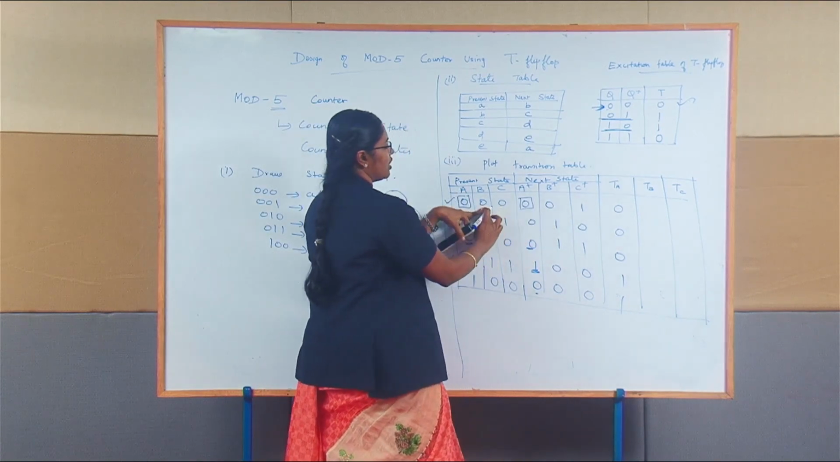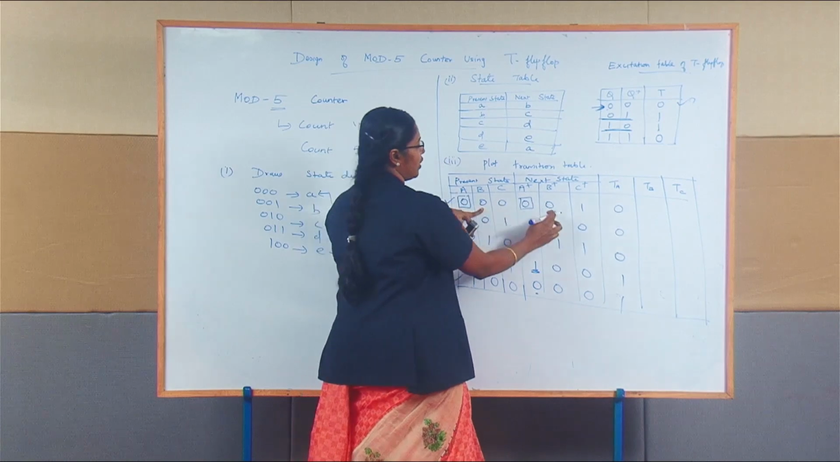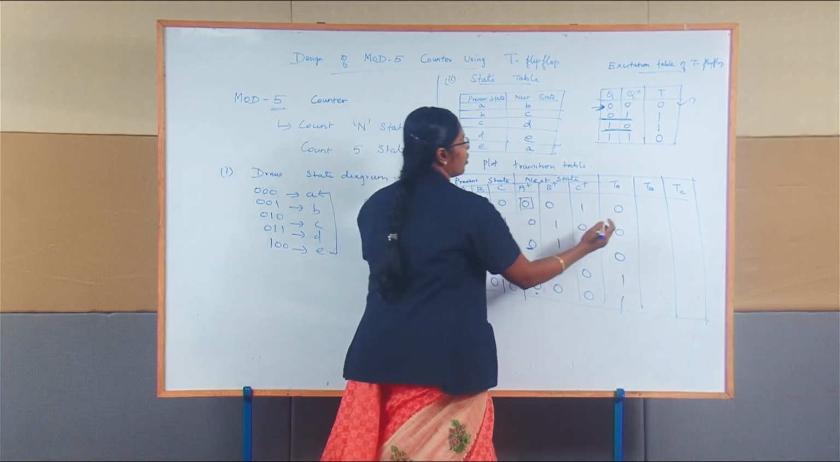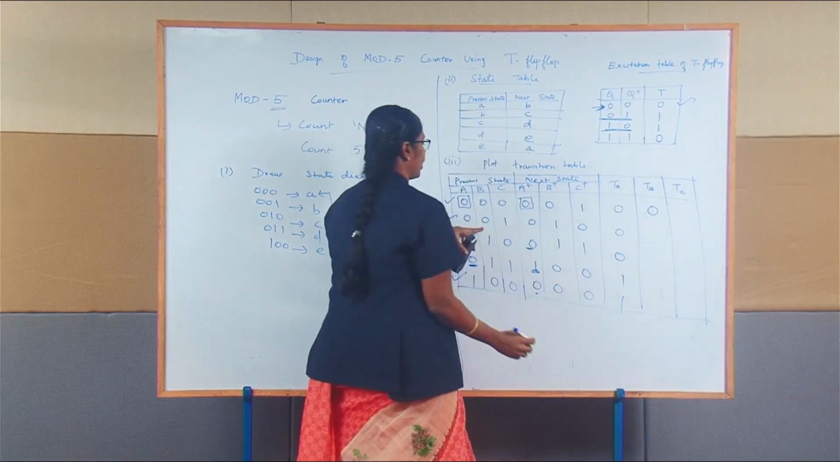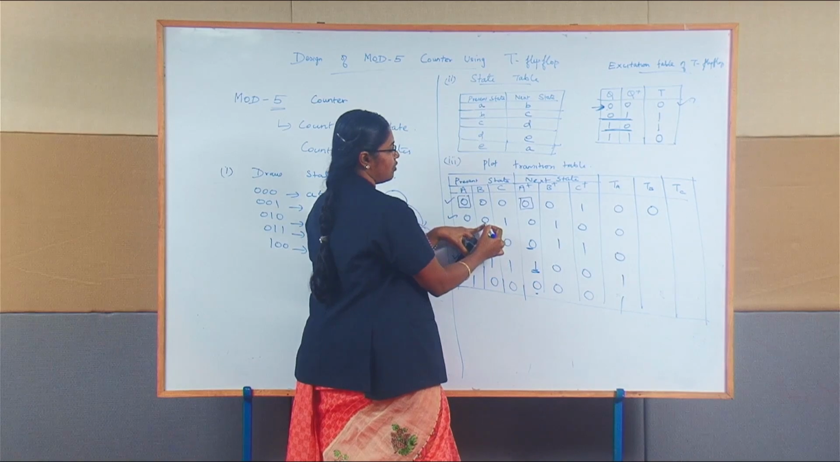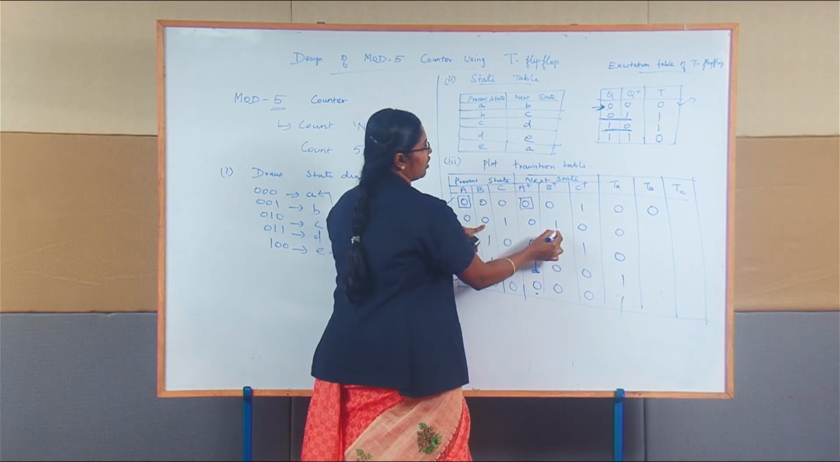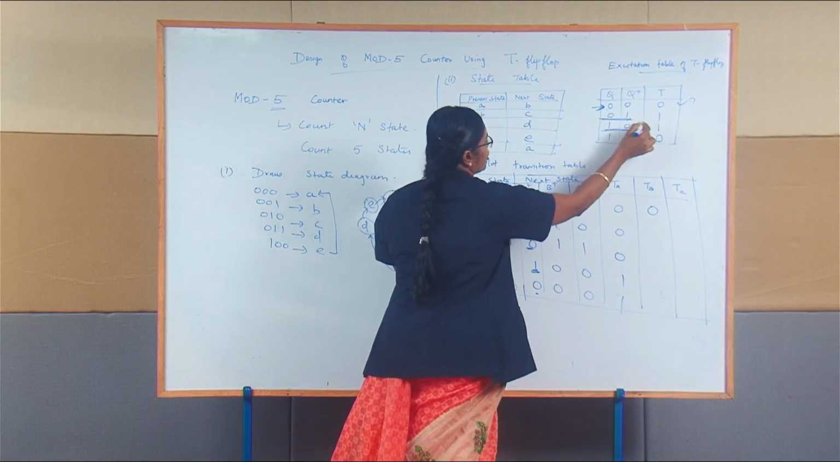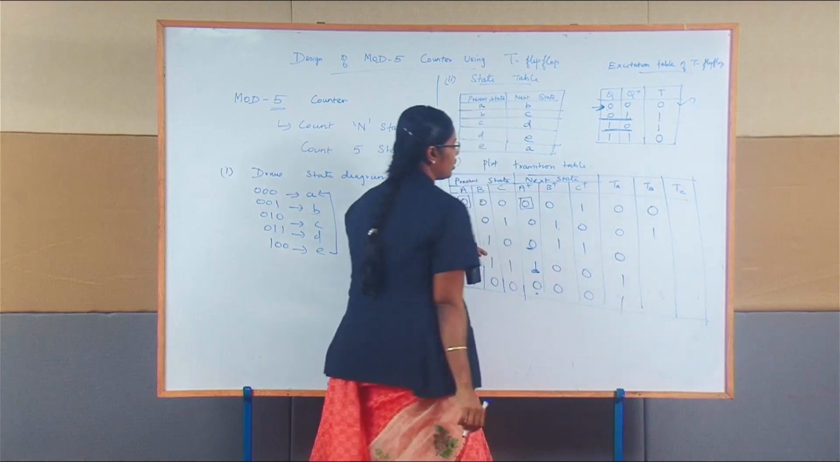Similarly, compare B and B plus. Okay. Here you can see the B value is 0 and the B plus value is 0. If both are 0, then the T input is 0. Here again, the B value is 0 and the B plus value is 1. For 0, 1, from this excitation table, I can write the input is 1.